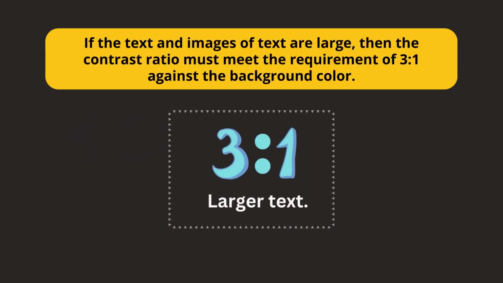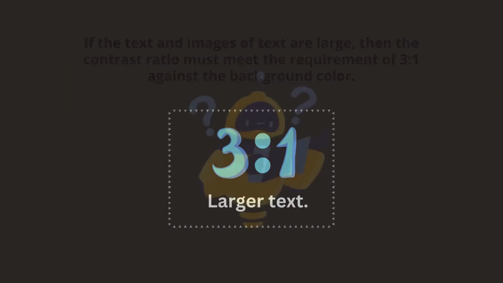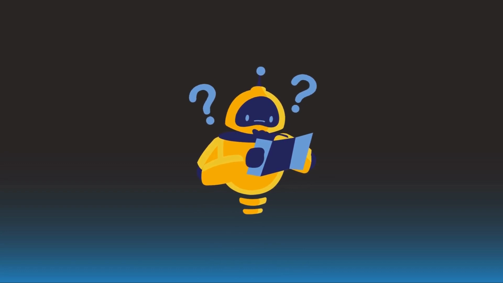However, when dealing with large text, there is a slightly different requirement. If the text and images of text are large, then the contrast ratio must meet the requirements of 3:1 against the background color. So, what exactly qualifies as regular text and large text?